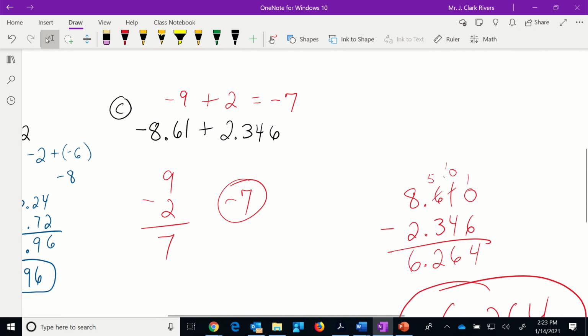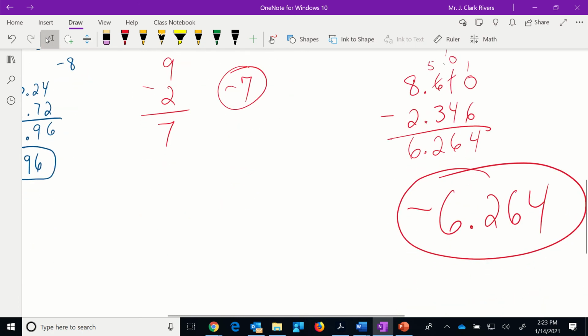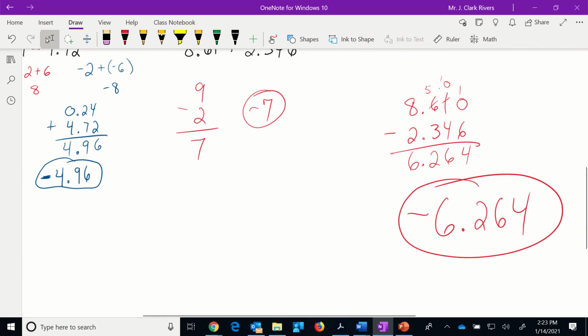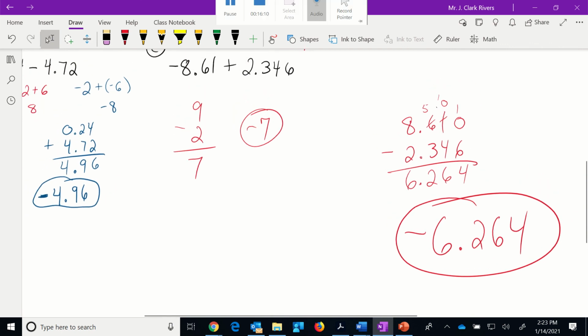Can't do 0 minus 4, so I've got to borrow from the 6. Becomes 10. 10 minus 4 is 6. 5 minus 3 is 2. 8 minus 2 is 6. Don't forget your decimal there. And remember, we said this is going to be negative, right? So negative 6.264. Negative 6.264 there. All right, so that was the warm-up.